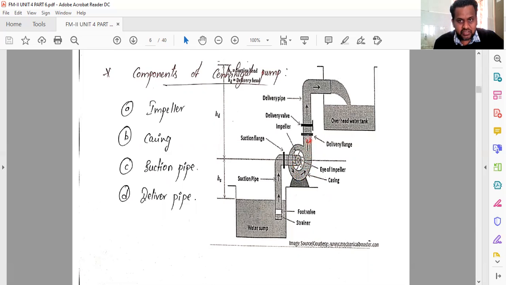So it is going to rise like this. This is the outlet. Like this, it will start and it will reach whatever height you require. This is called the delivery pipe. So this is how the impeller works.